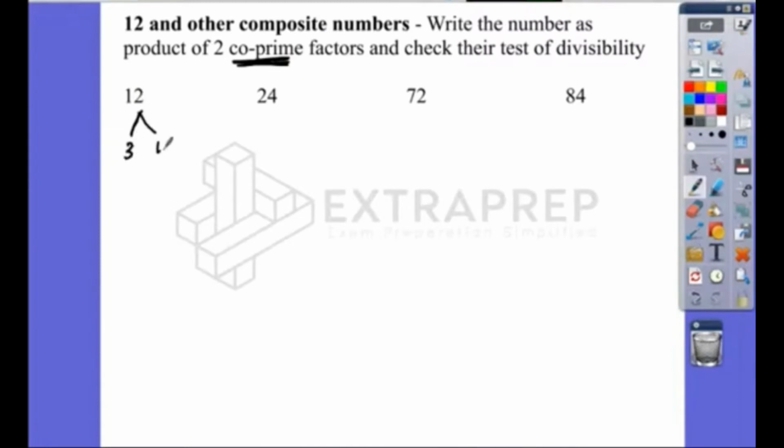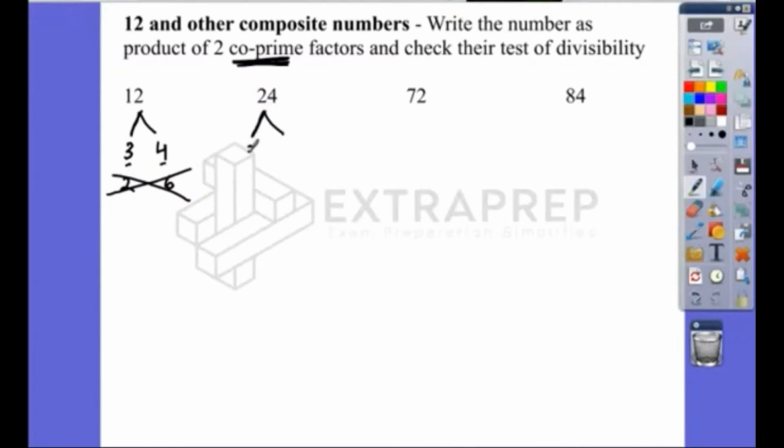So what are the numbers? 3 and 4. You can't write 2 and 6 because they can be cancelled. 2 and 6 are not coprime. You should take 3 and 4 only. So if a particular number is divisible by 3 and it's also divisible by 4, then the number will definitely be divisible by 12. For 24, how can you write 24?